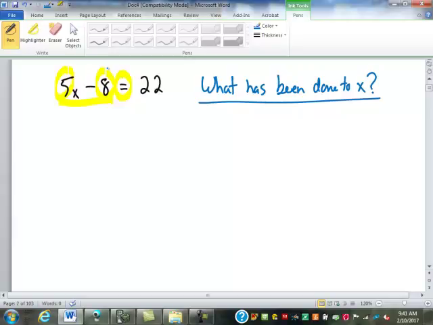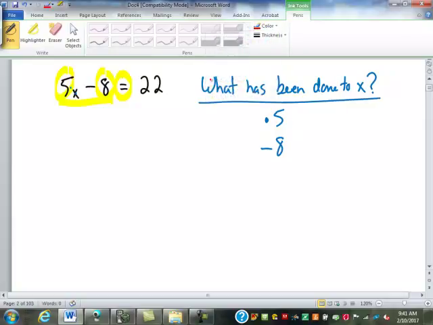Order of operations, what would you do first? Would you multiply or would you subtract? Multiply. So what that is saying is when this equation was built, the first thing that happened to the variable is it was multiplied by 5. Then the 8 was subtracted from it.